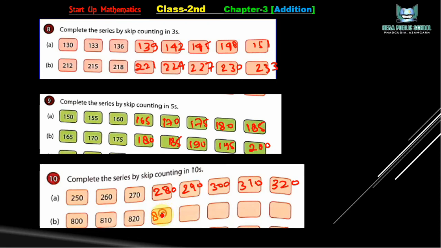800, 810, 820, 830, 840, 850, 860, 870. Okay, so this was the solution of skip counting.